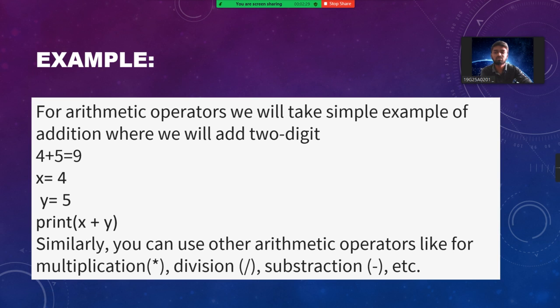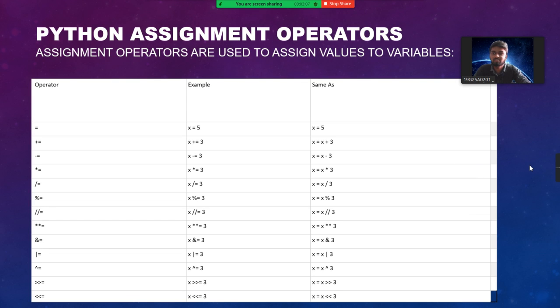For example, we need to add two numbers, x and y. We assign the values x equal to 4, y equal to 5, and print x plus y, and the output is 9. Similarly, we can use the other arithmetic operators like multiplication, division, subtraction, etc. There are simple examples for those. Okay.